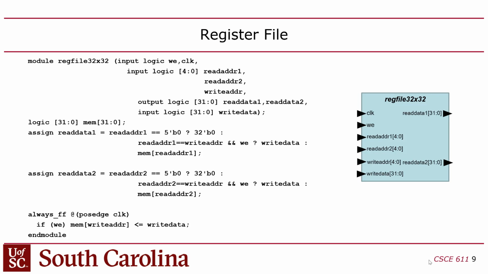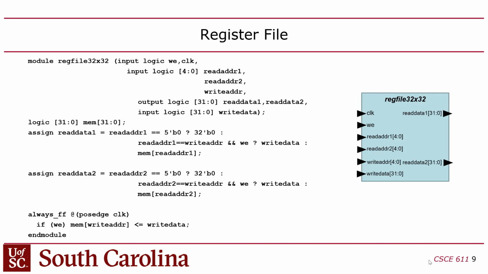Now, this is where things get a little weird, though. Writing is pretty standard. Just always_ff, posedge clock. If write enable, then you take write data and you put it into the memory at write address, right? So this part is the same way I showed you how to do it. Now these 2 assign statements are asynchronous reads, but you'll notice that there's this ternary operator.